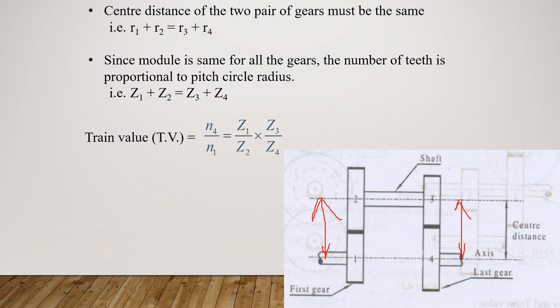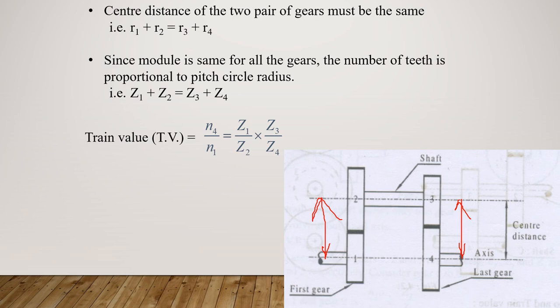Second, we can write with respect to the number of teeth, because the number of teeth will always be proportional to the radius of the gear. If you have a smaller gear, it will have fewer teeth. If you have a larger gear, it will have more teeth. So they are usually proportional.